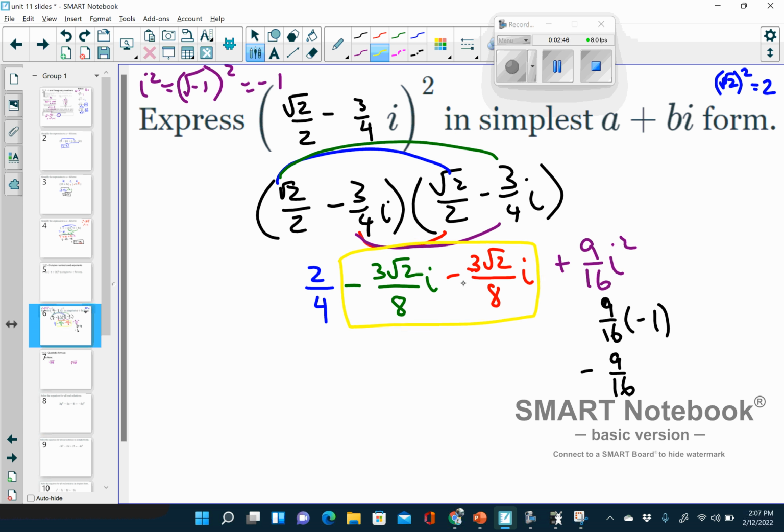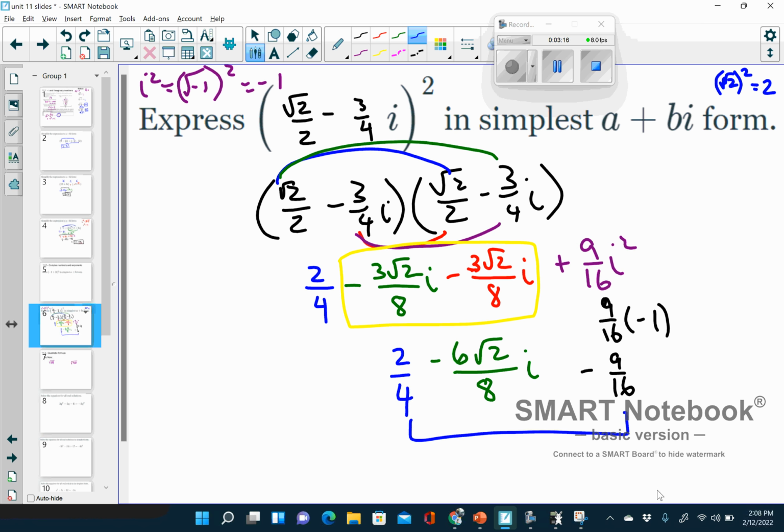Negative 3 radical 2i over 8 minus 3 radical 2i over 8 is going to simplify to, let's go green, negative 6, because 3 plus 3 is 6. Radical 2 is going to stay over 8, because they're fractions, so the denominator stays, and there's going to be an i there. And then that 2 over 4, which is a half, is just going to come down, so 2 over 4.